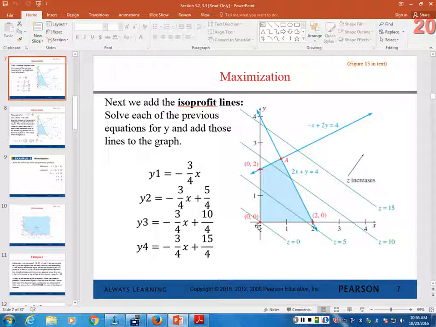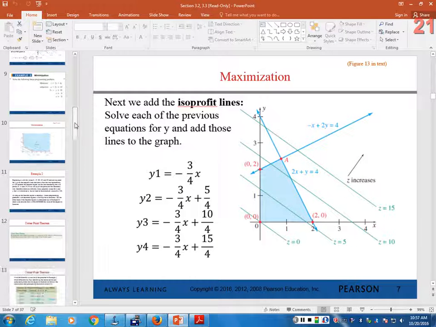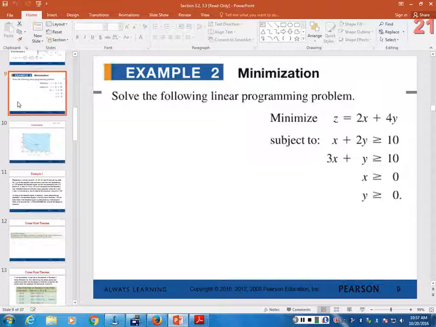But if you have an unbounded feasible region, sometimes you can only minimize and not maximize, or it's possible that you might maximize and not be able to minimize.